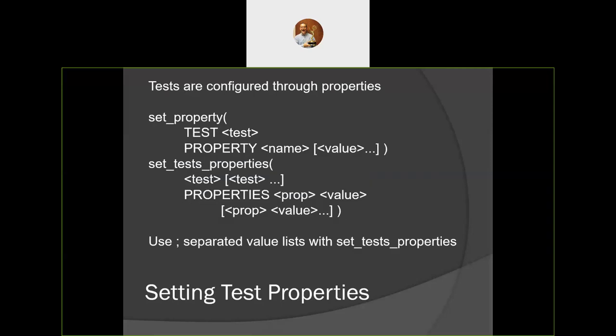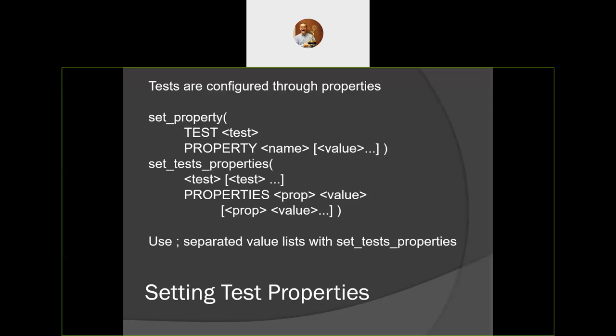And just like everything else in CMake, tests are configured through a set of properties. You can either use the set property form with the test keyword, and that form is useful for setting properties that take lists of values, because you don't have to worry about formatting the lists of values as a semicolon separated string. So just to refresh your memory, in CMake, everything that is a list is really just a string where the values in the list are separated in the string value by semicolons. So if you have a property that has a list of values, it can just be easier to write that in your CMake script by using the set property form.